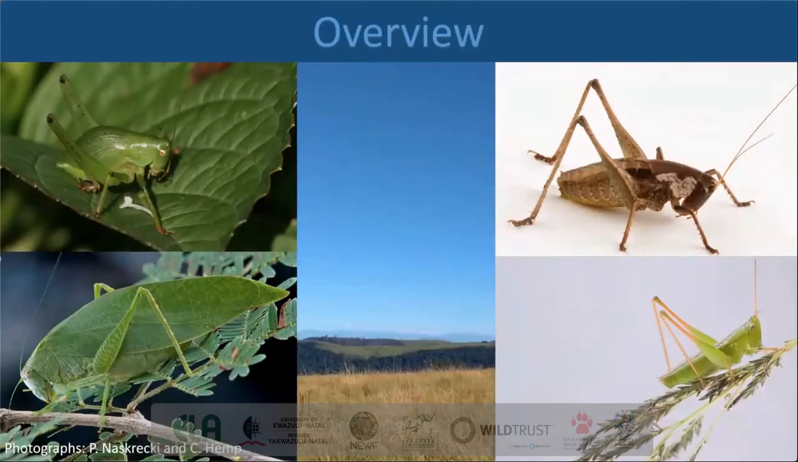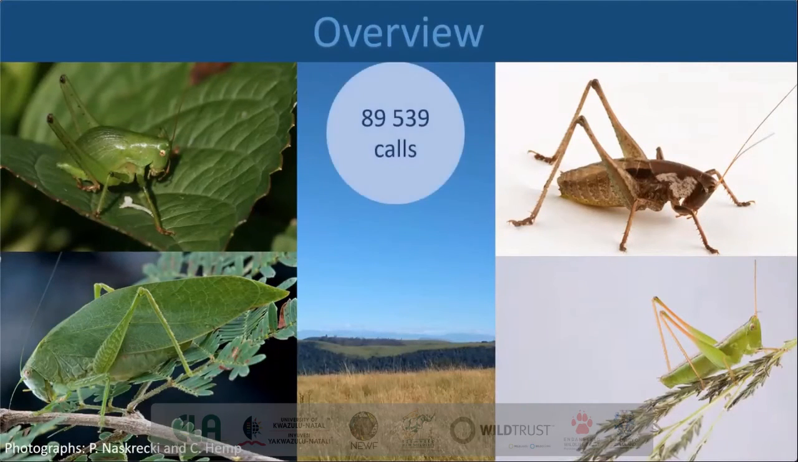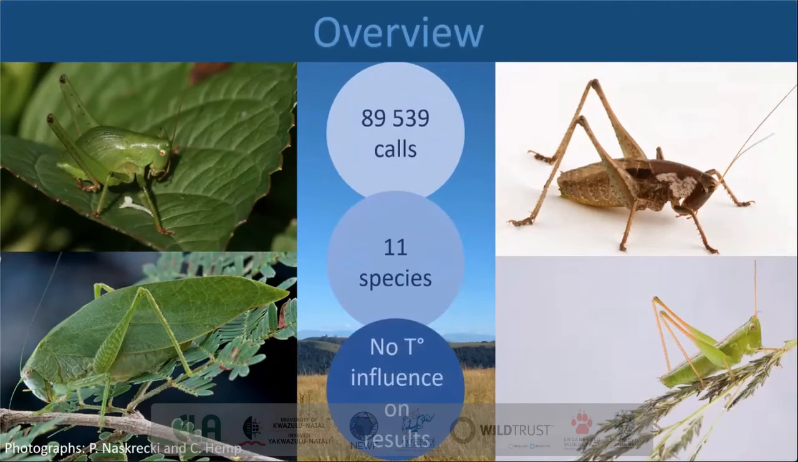So in total, I recorded almost 90,000 individual bush cricket calls, which were identified to species level or acoustic species if the identification was not known. And from these, 11 species were identified, which is surprisingly low considering that the study site is in a biodiversity hotspot. And also, temperature was found not to influence the species richness of the recordings because it is known that temperature impacts the singing behavior of orthopteran species.